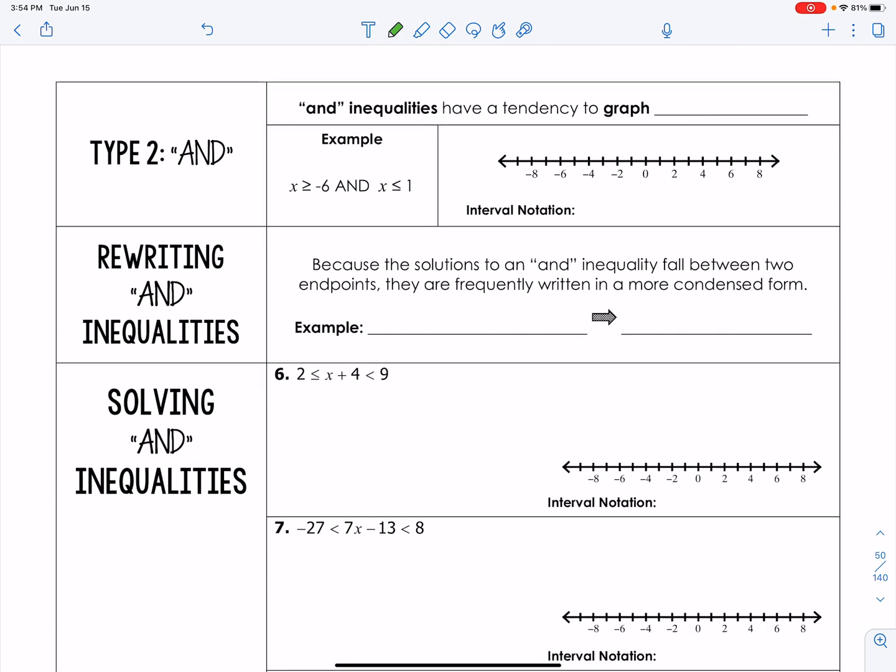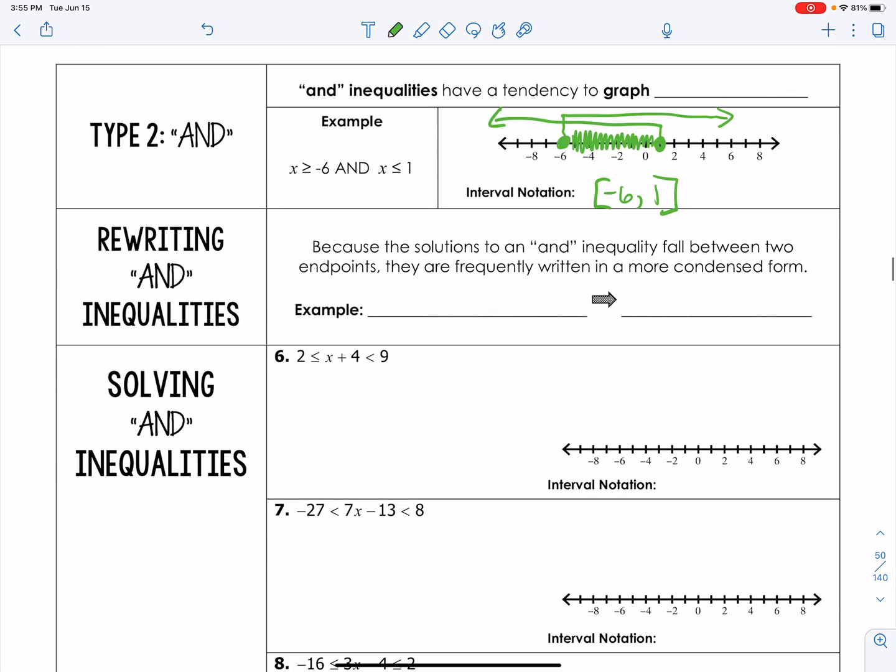What's going to happen with an "and" is if you're greater than -6 and you're less than or equal to 1, your final answer is everything in this region. So my interval notation would be between -6 and 1. So this is in between. Because the solutions to an "and" fall between two endpoints, they are written in a more condensed form. So if you use this example, a lot of times people will write it like this: -6 is less than or equal to x, which is less than or equal to 1. And they call this a compound inequality.